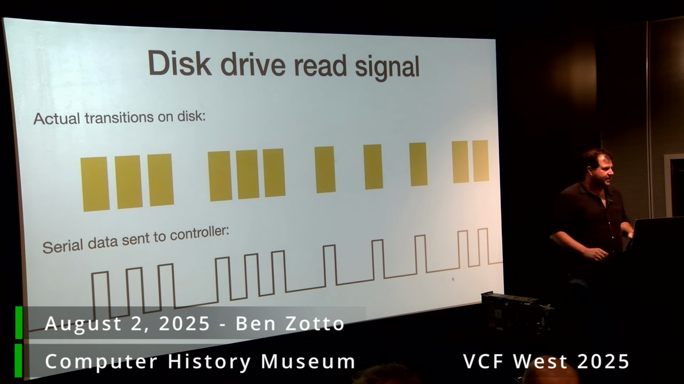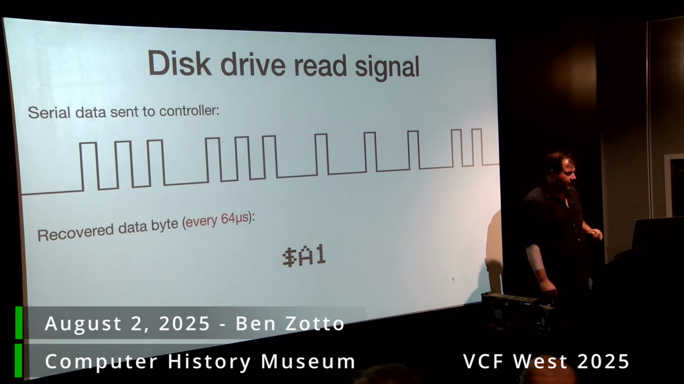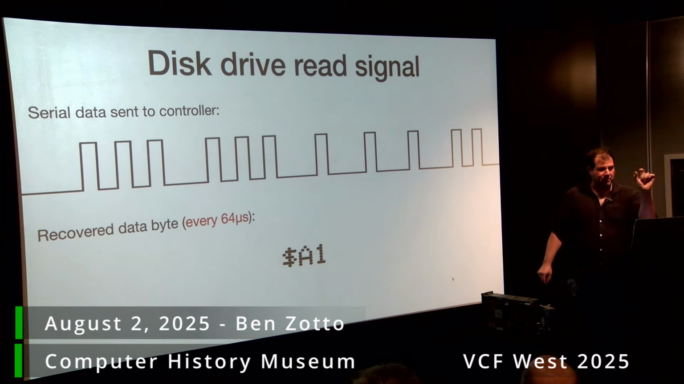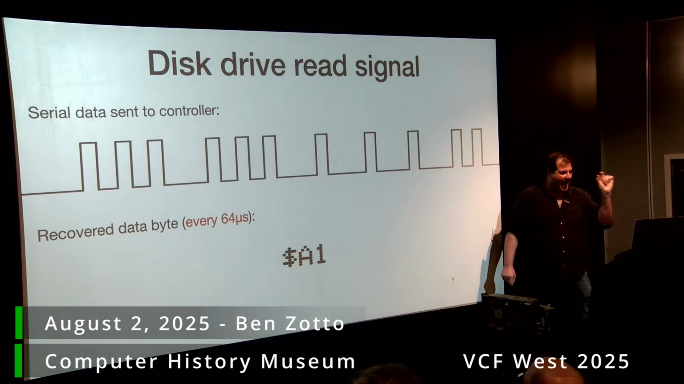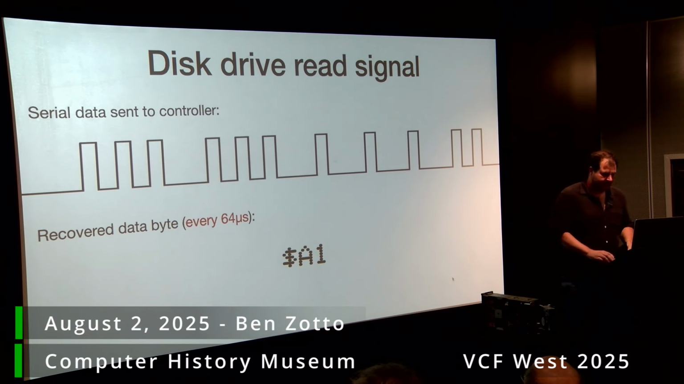There's the serial data that comes up to the controller, and it's the controller's job to decode that, to figure out what is the clock and what is the data, and then produce that byte at that register. And how long do you have to get that byte? 64 microseconds. Every 64 microseconds, you've got to pick that byte up, otherwise, lost data.